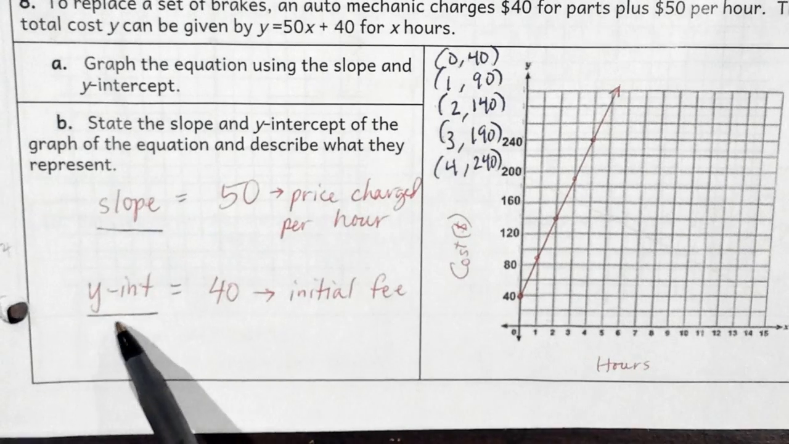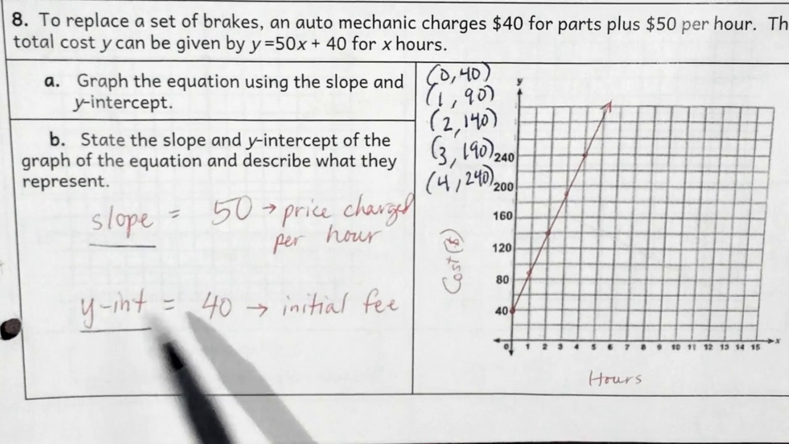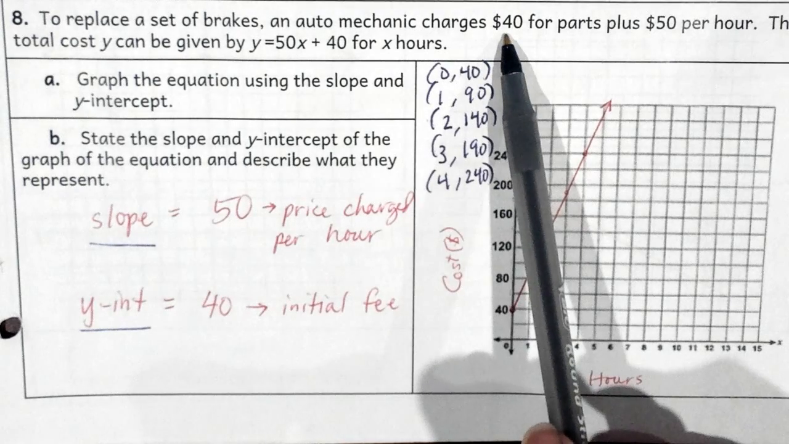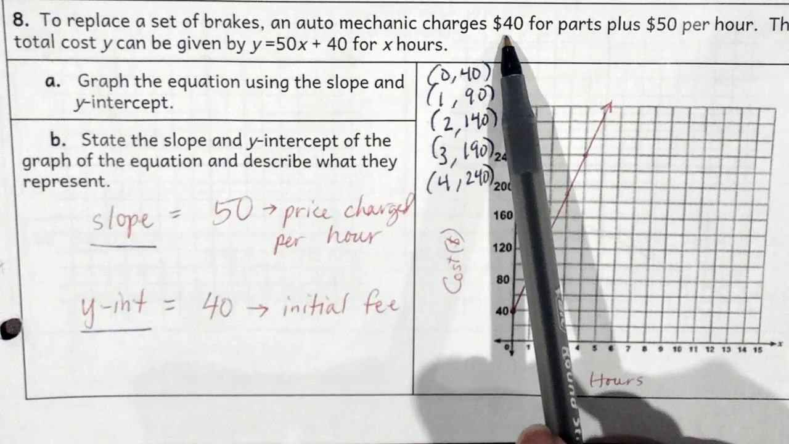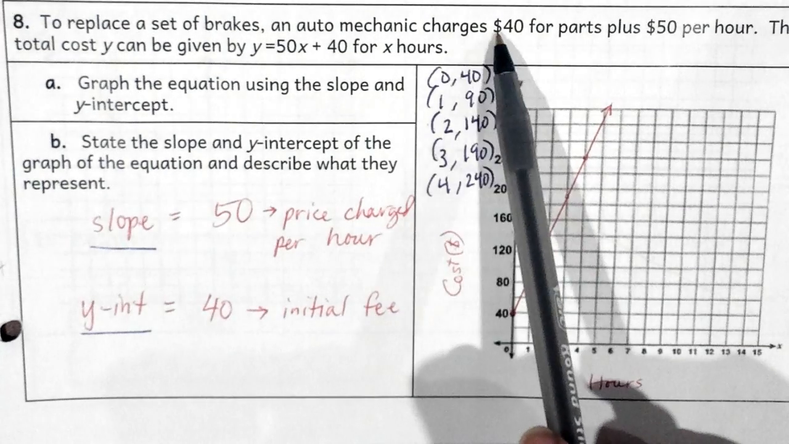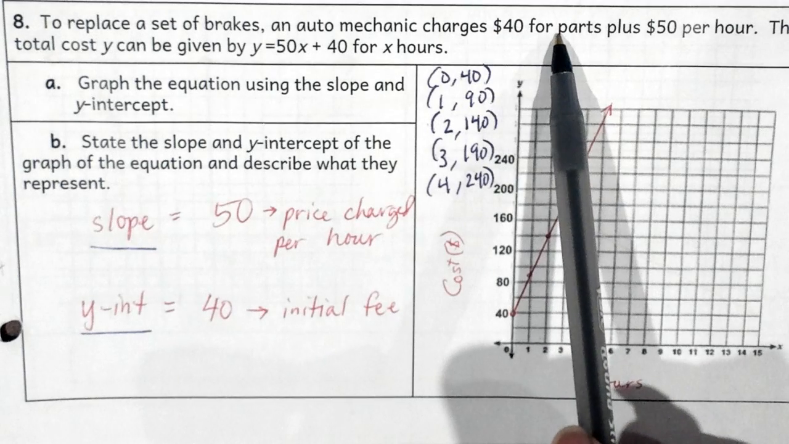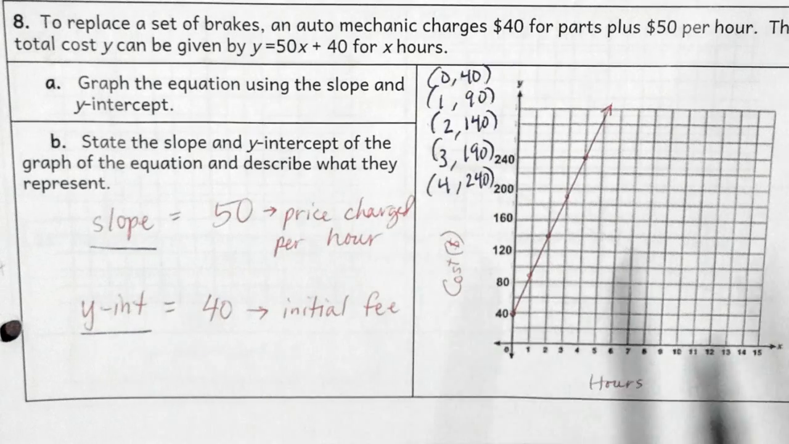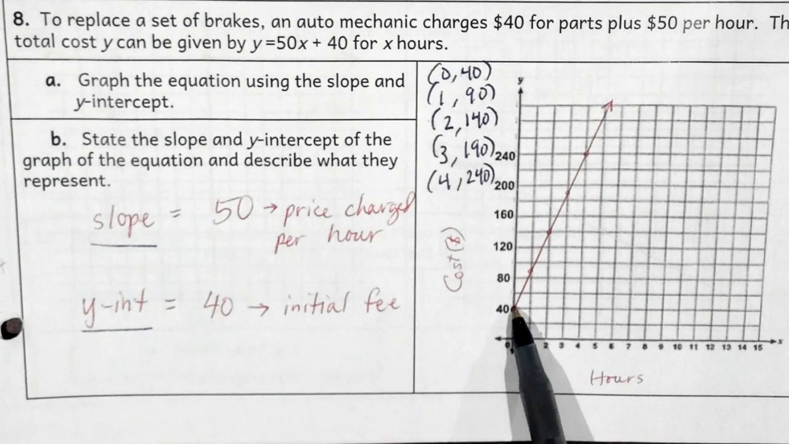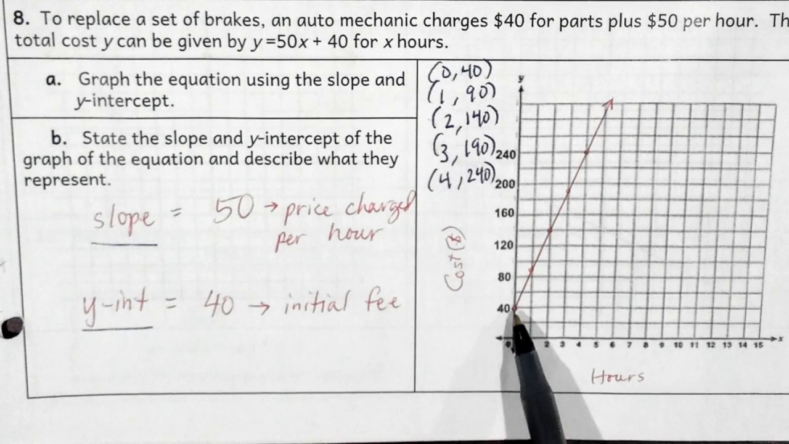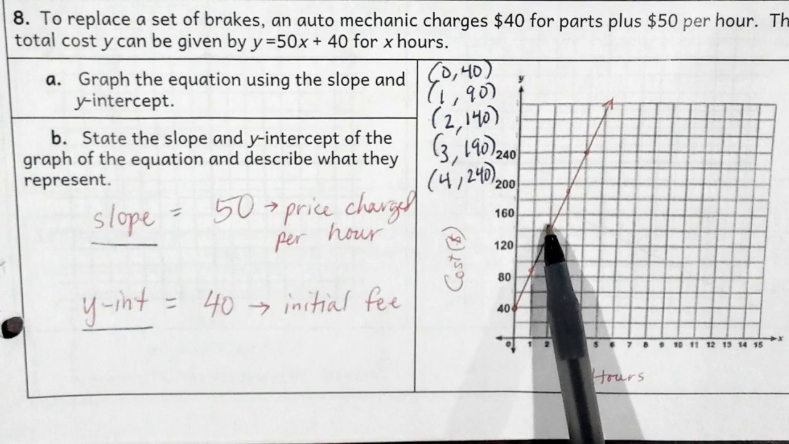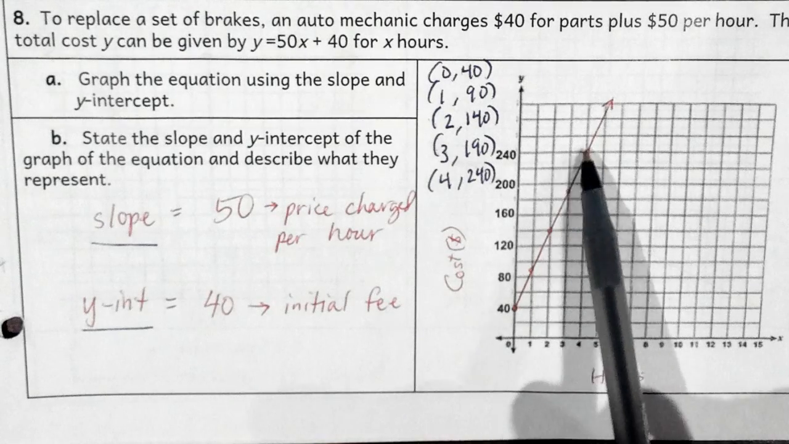For our y-intercept, that was 40, and that was the initial charge. So the mechanic charges $40 for parts. So before they even fix anything, they have to put $40 into it for parts. So that's where we began at 40, and then it was up 50 over 1, up 50 over 1, up 50 over 1, up 50 over 1.